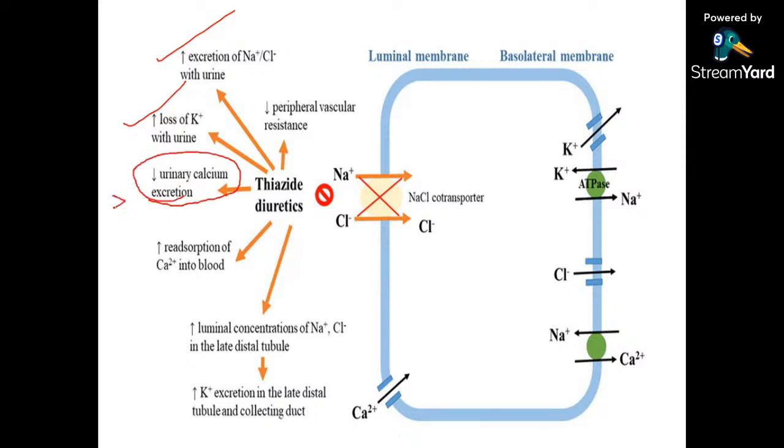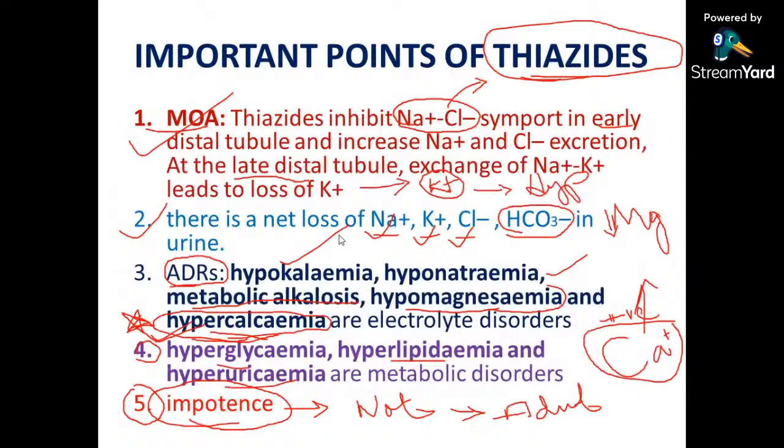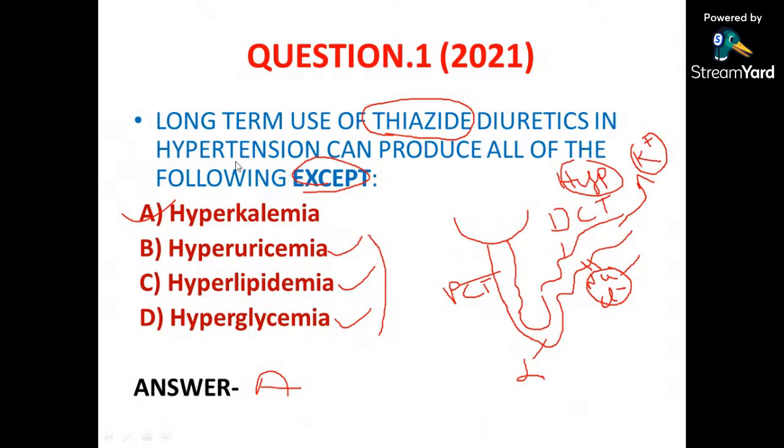This is an important point. And by that, it will increase the reabsorption of calcium from the body, and by that it causes hypercalcemia. Very, very important point. And it inhibits the sodium chloride symporter, and by that sodium and chloride excretion will be increased. This point anyway we have discussed. And this is about thiazide diuretic important points. I think the first question is clear to you all. The answer is hyperkalemia, because it is causing hypokalemia.